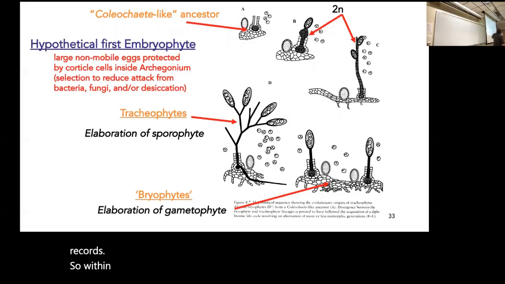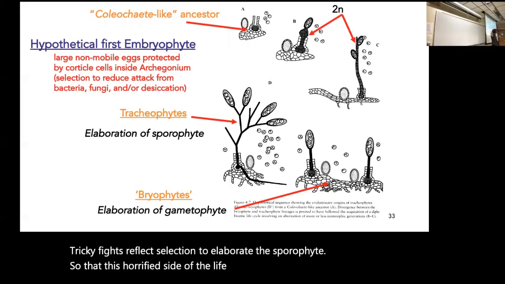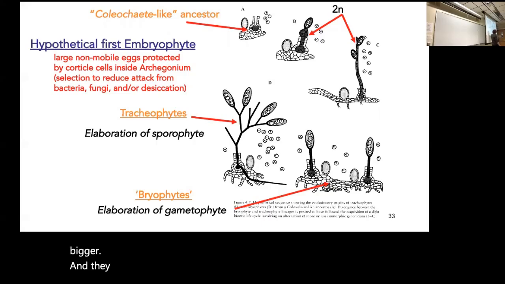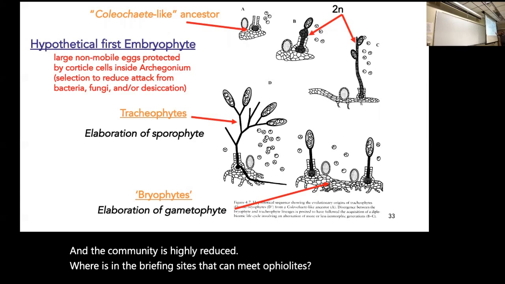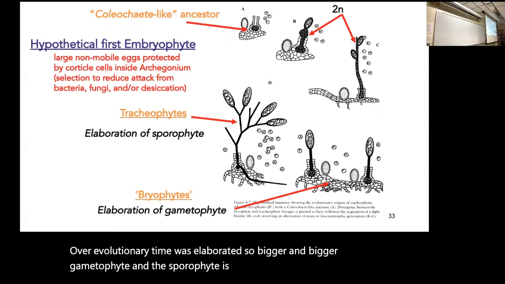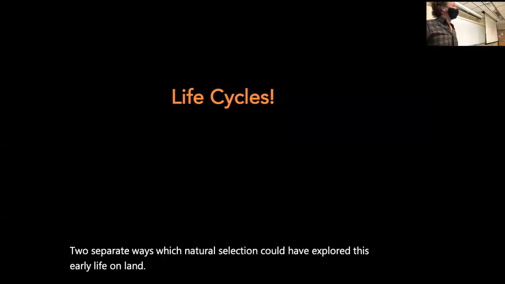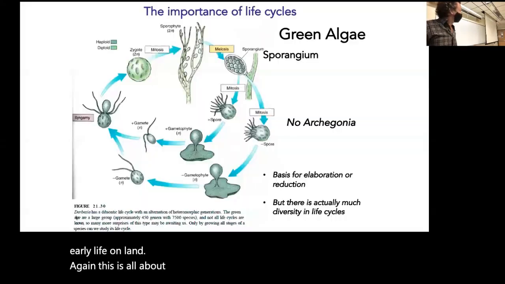So the tracheophytes reflect selection to elaborate the sporophyte, so that the sporophyte side of the life cycle becomes much bigger, and the gametophyte is highly reduced. Whereas in the bryophytes, the gametophyte was elaborated over evolutionary time. So you get a bigger and bigger gametophyte, and the sporophyte is relatively small. Two separate ways in which natural selection explored early life on land. Again, this is all about life cycles. We started with the green algae.